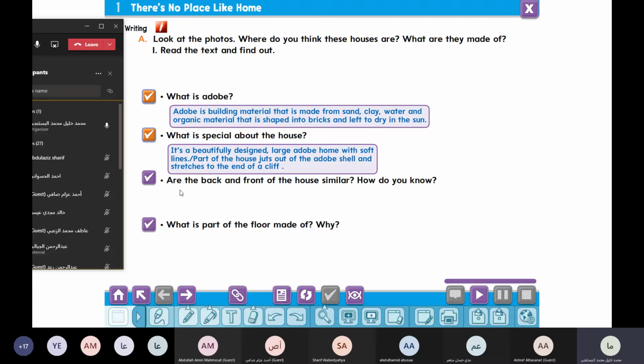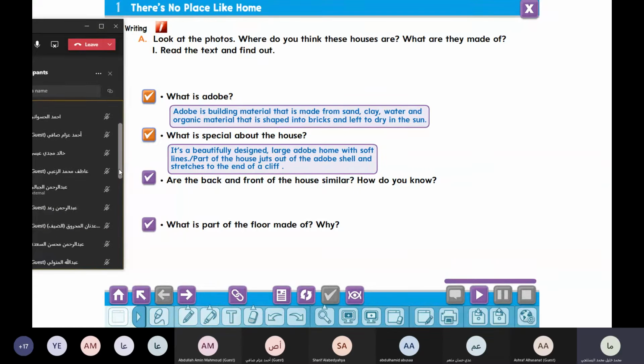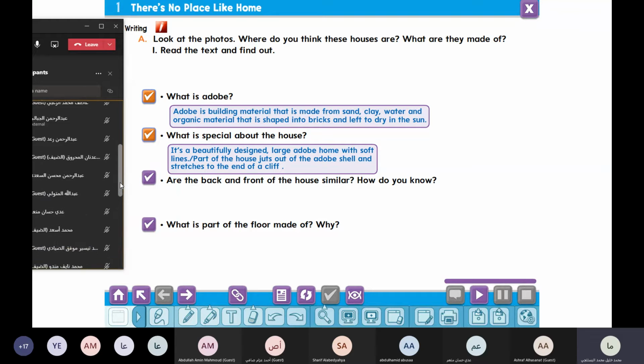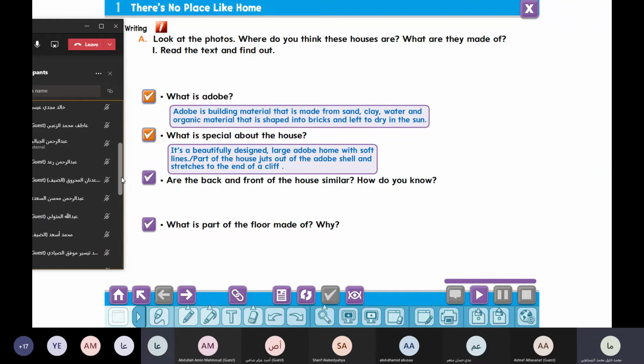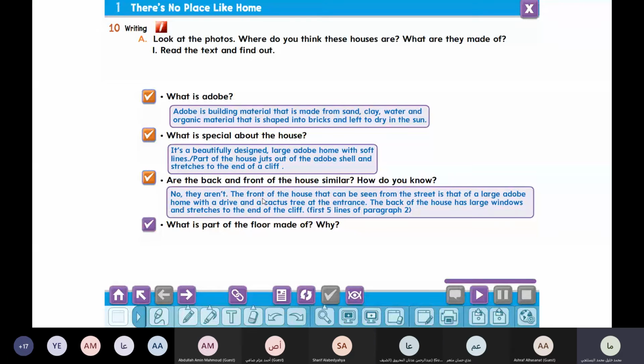Okay, now what about the third question? Who can read the third question? Abdurrahman, Adnan, are you here? Yes, sir. Read the third question. Are the back and front of the house similar? How do you know? I think no, they are not the same. Look at the explanation. No, they aren't.